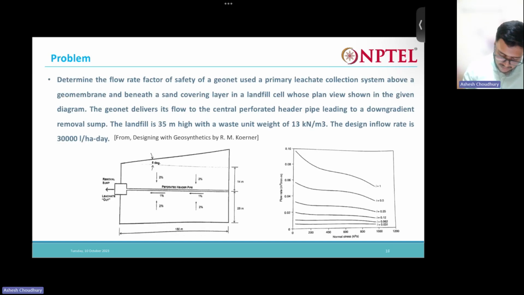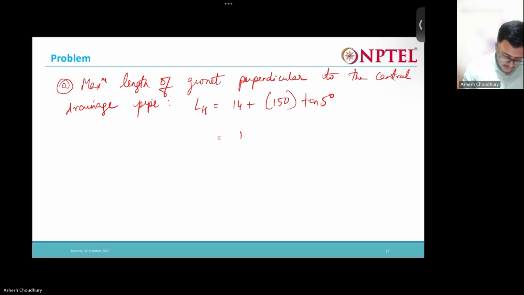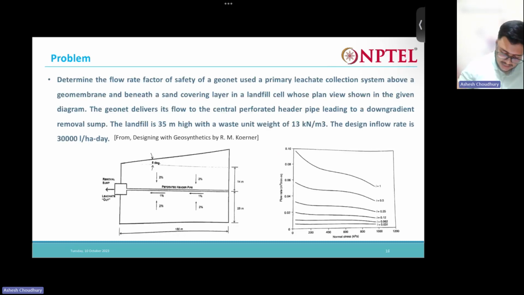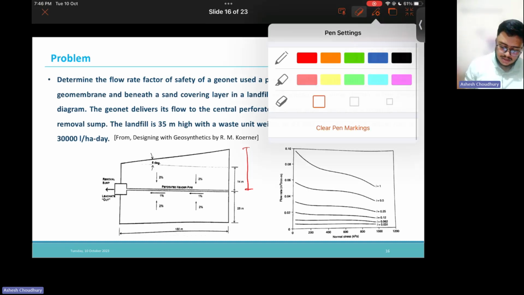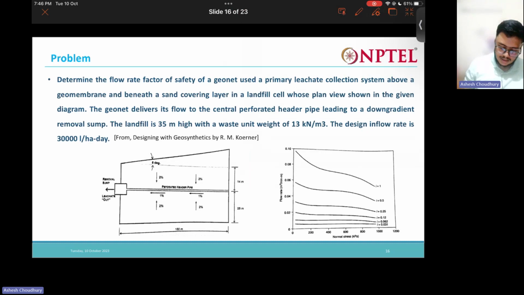Every degree, 5 degrees angle is given. 15 plus 13.1 is 27.1. This length is actually 27.1. So 27.1 is greater than 25, so we'll consider 27.1 as the length.